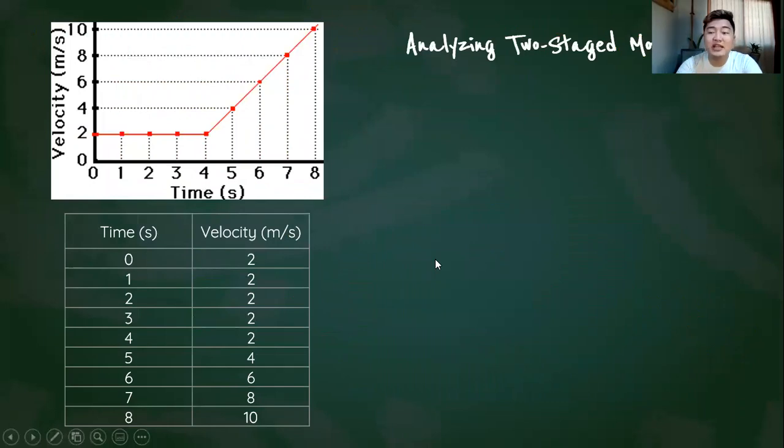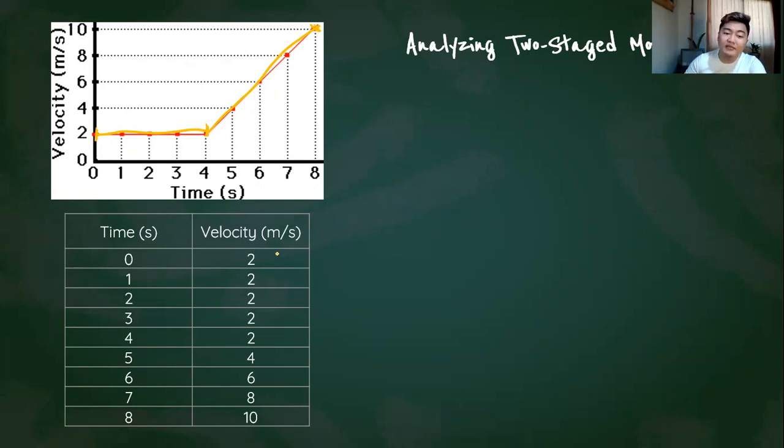Now, analyzing two-stage motion. When you say two-stage motion, we have here a change in the motion of the object. So as you can see here, the graph has two parts, the one that is horizontal and the one that moves upward to the right. So of course, you have two different values for your acceleration. Since the slope has changed, then acceleration will also change.